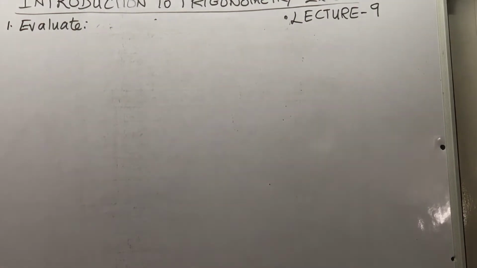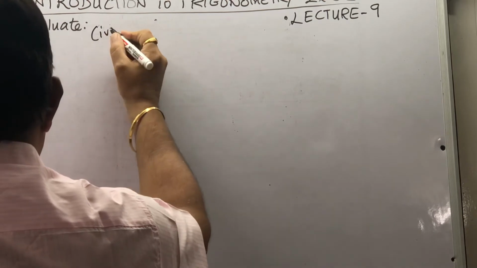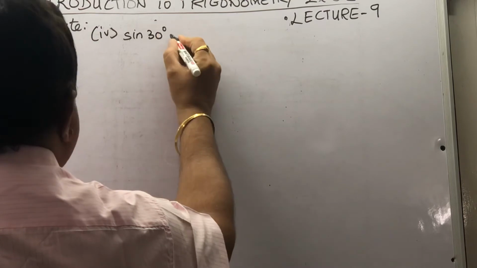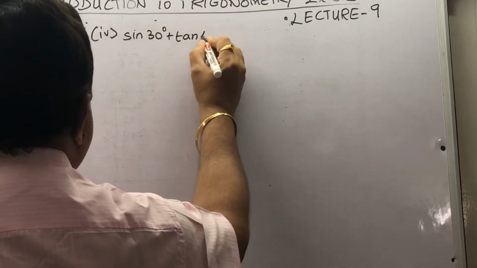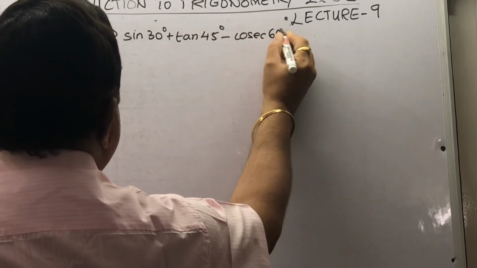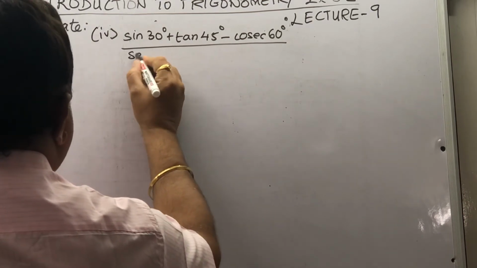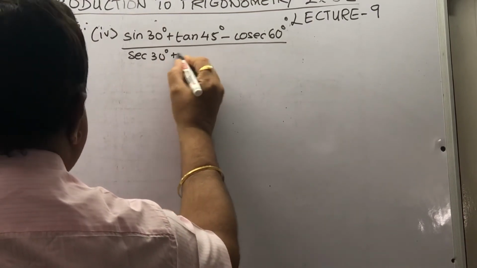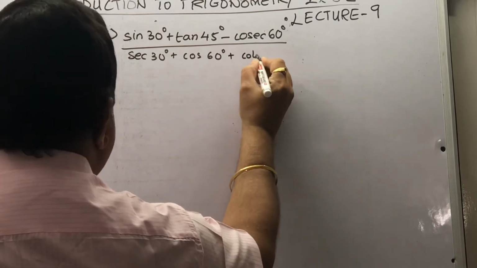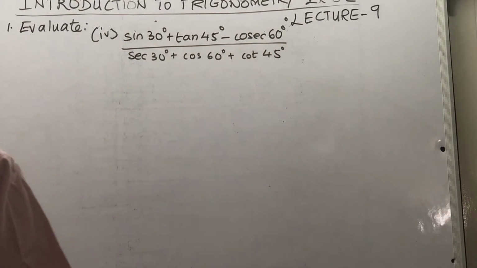Coming to the fourth subpart of this sum, we are evaluating sine 30 plus tan 45 minus cosec 60, divided by sec 30 plus cos 60 plus cot 45. This is the sum we have in the book.